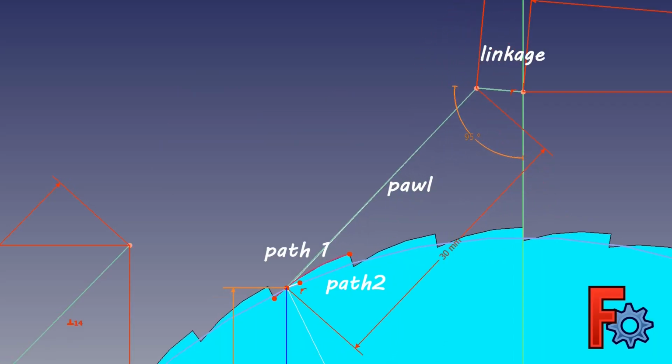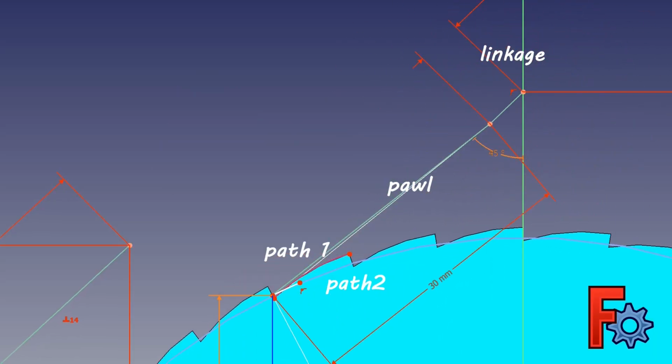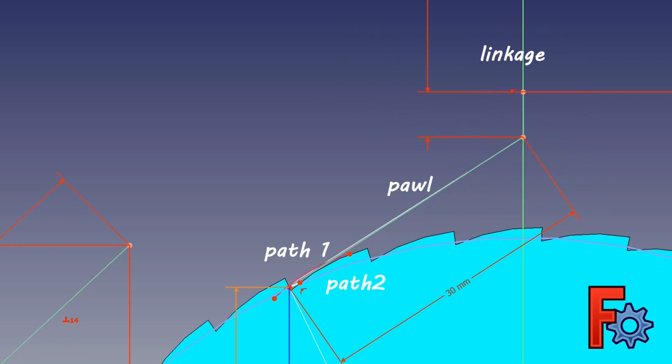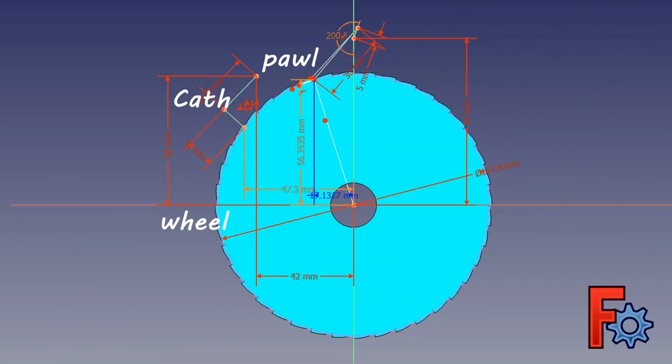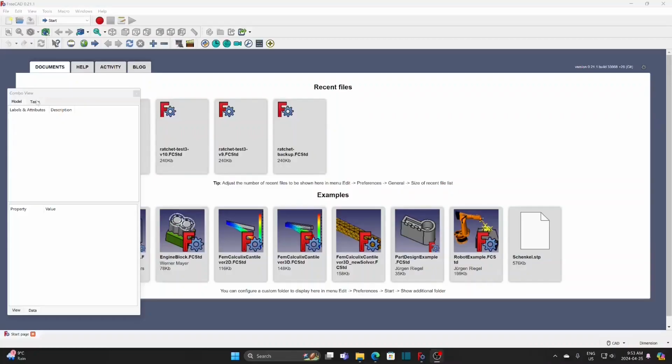Motion of the ball is emulated by the movement of a linkage that switches between two paths in the 360-degree cycle. The wheel and the catch are moved by a line attached to the linkage. This video will show how I create this in FreeCAD Assembly4.